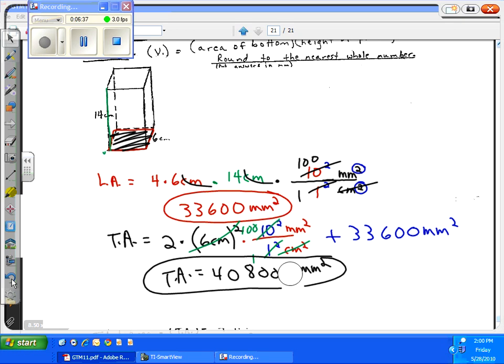40,800. I got too many zeros in there. Square millimeters. Okay.